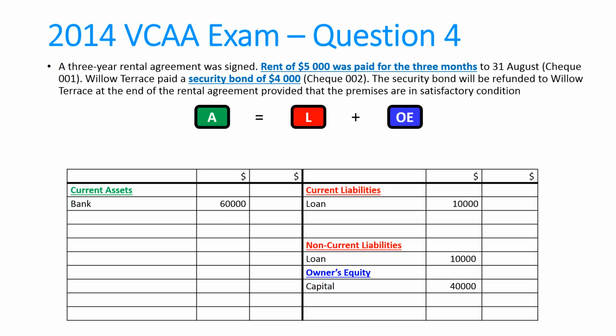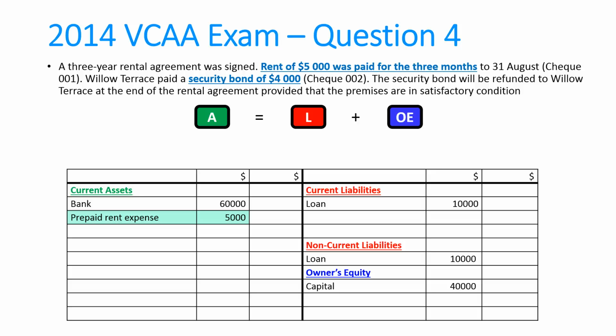Next one, this is the toughest one. The 3-year rental agreement was signed. There's rent of $5,000 paid for the next 3 months. Rent has GST, so we'll get to the GST in a second, but the rent itself is prepaid for the next 3 months, so we better put that in as a current asset called prepaid rent.